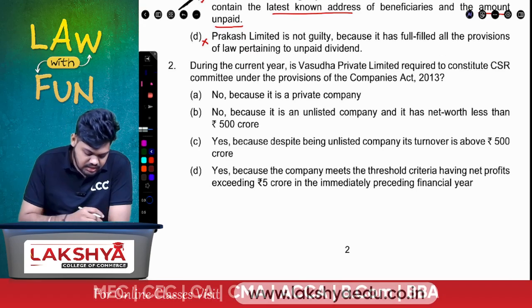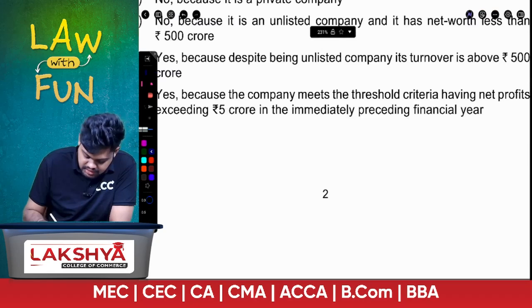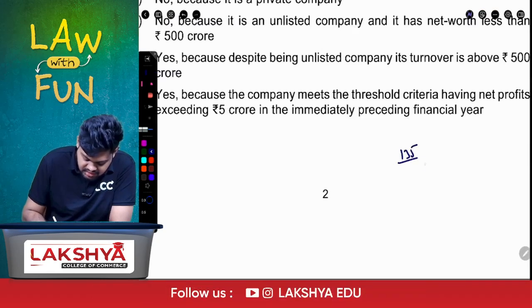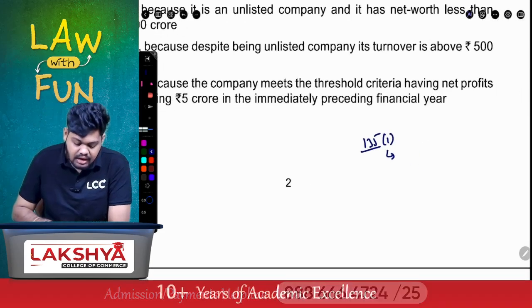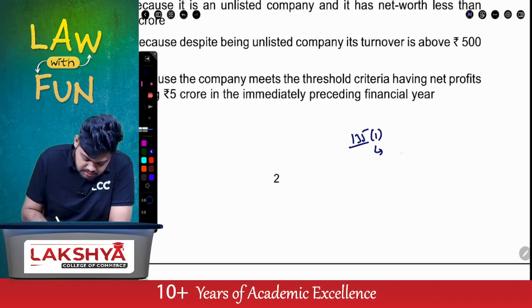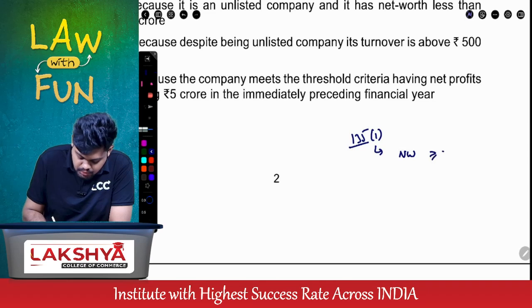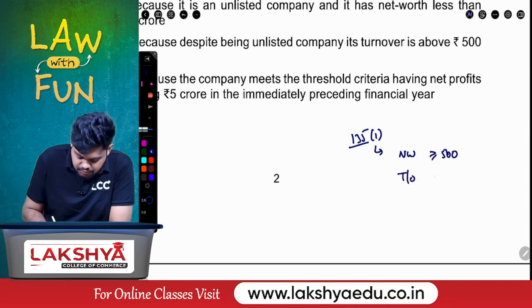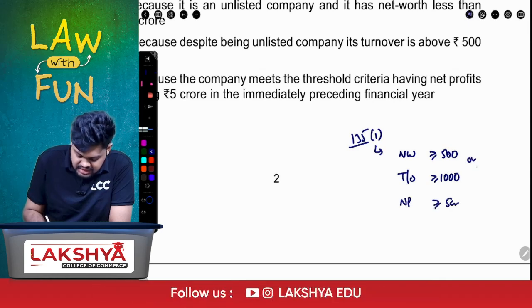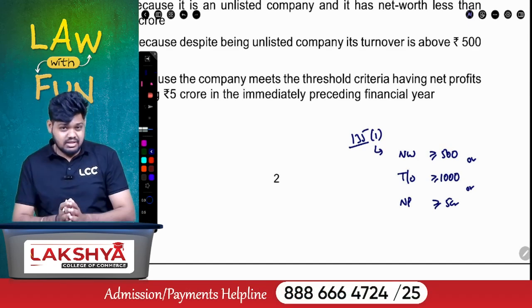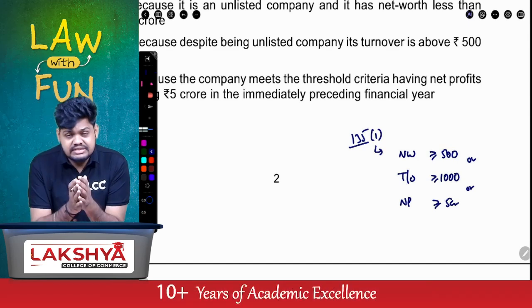So the second question talks about whether, during the current year, Vasudha Private Limited is required to constitute a CSR committee under the provisions of the Companies Act 2013. If you go through section 135, we have subsection 1 especially, which gives the applicability of CSR: a net worth of more than or equal to 500 crores, turnover of more than or equal to 1000 crores, and a net profit of more than or equal to 5 crores. If any one of these limits is satisfied by the company, they have to constitute a CSR committee.